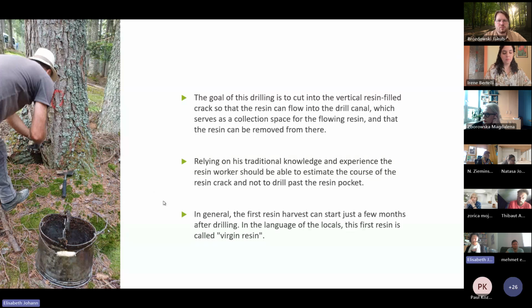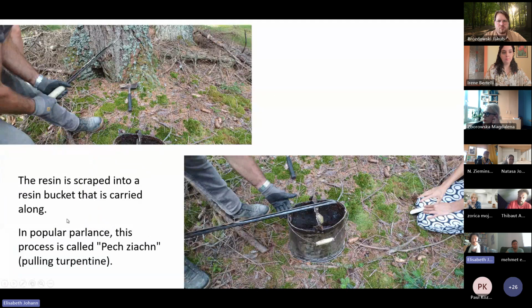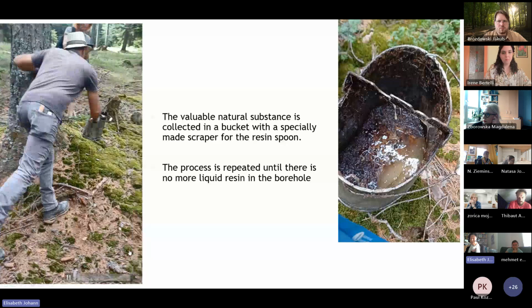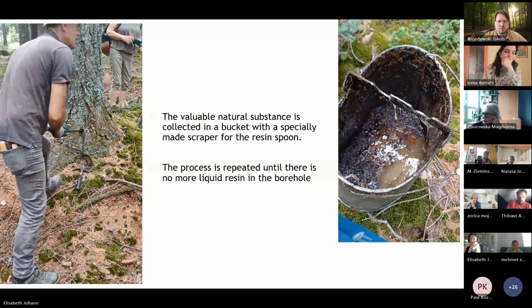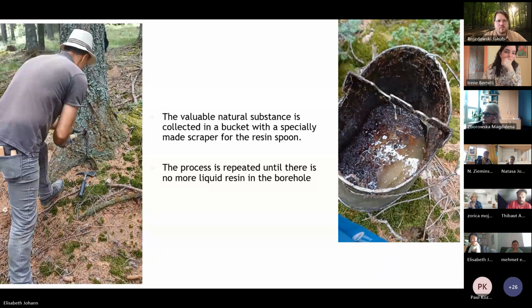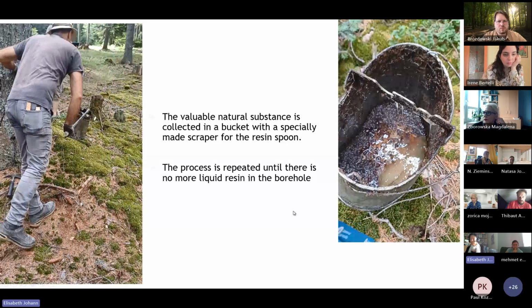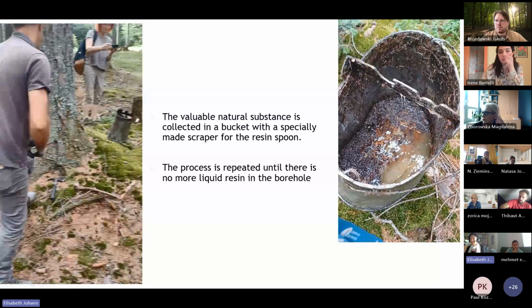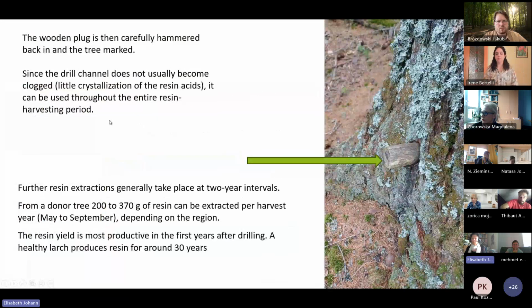The first resin is called virgin resin. Here you can see how it is done. It's taken out with a spoon and put in a pot. You can see it here as it's done. And then it's put in this can. And this is special. Then the wooden plug is carefully hammered back, and the tree is marked.